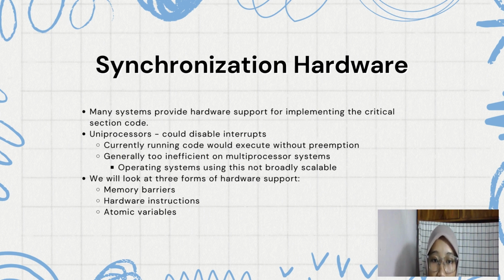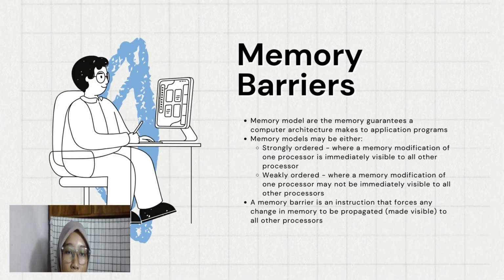There are memory barriers, hardware instructions, and atomic variables. The first one is memory barrier. Memory models are the memory guarantees a computer architecture makes to application programs. Memory models may be either strongly ordered, where a memory modification of one processor is immediately visible to all other processors, or weakly ordered, where a memory modification of one processor may not be immediately visible to all other processors.